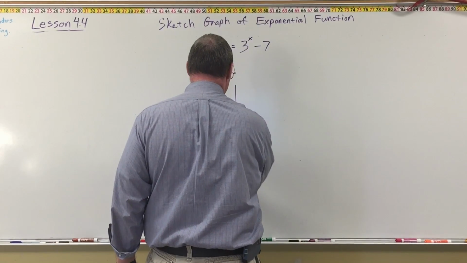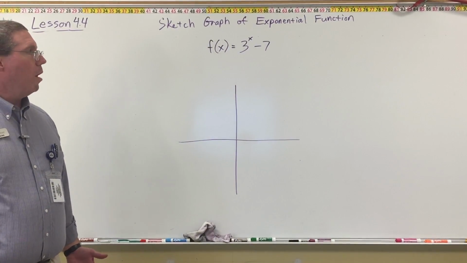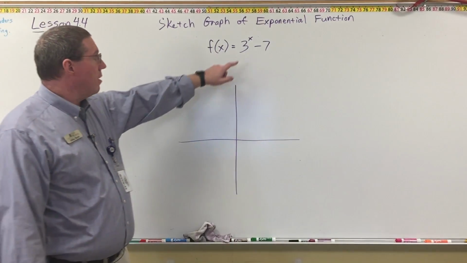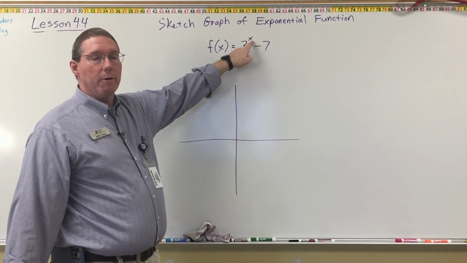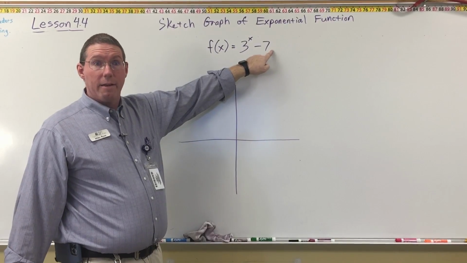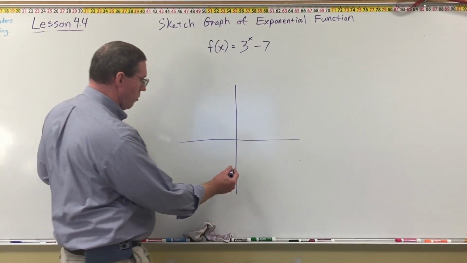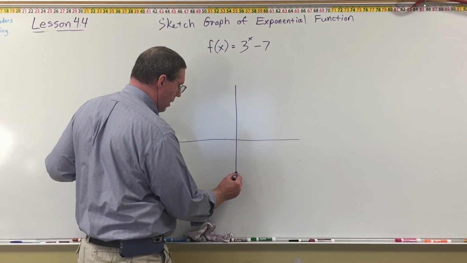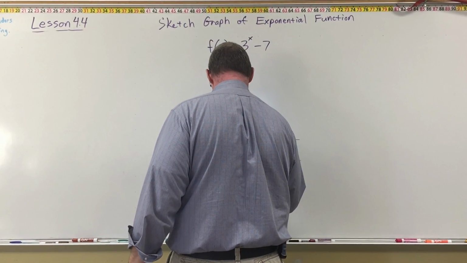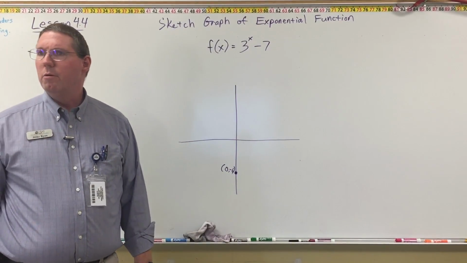All right, so step 1, plot f of 0, right? So if I put a 0 in here, what's 3 to the 0 power? 1. And what's 1 minus 7? Negative 6. So my y-intercept is at 0, negative 6. So it's all the way down here. So I'm going to put a dot, and I know that that's going to be 0 and negative 6. 0, comma, negative 6.